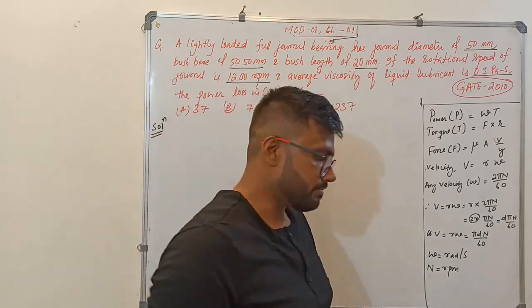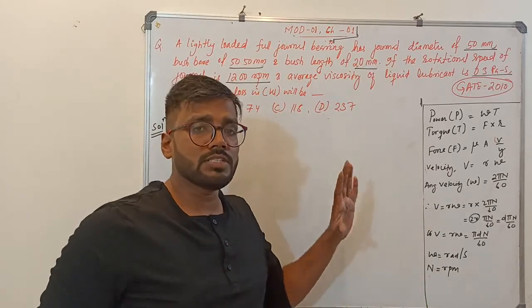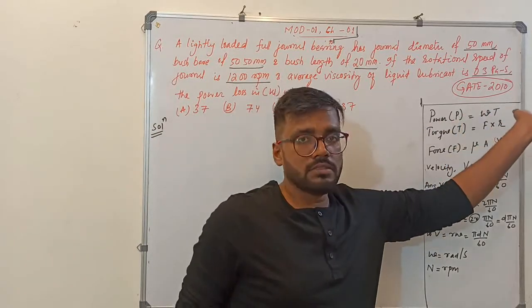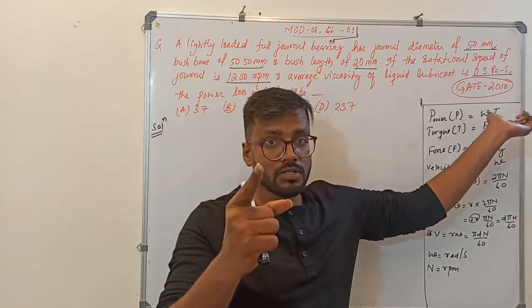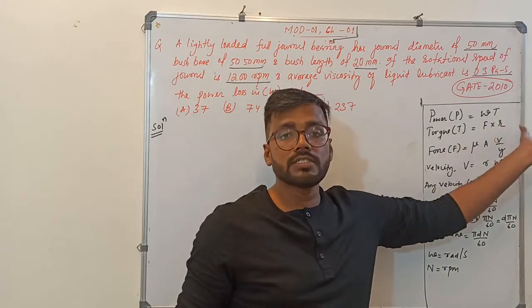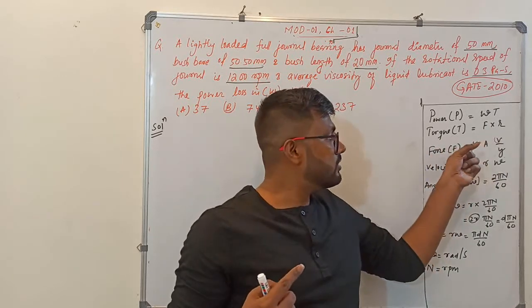Okay. So the prerequisite for this problem: what is my power? Power is omega times T. Omega is the angular velocity, and T is the torque. Torque means force into radius, F into R. For this problem, my force is nothing but the shear force.